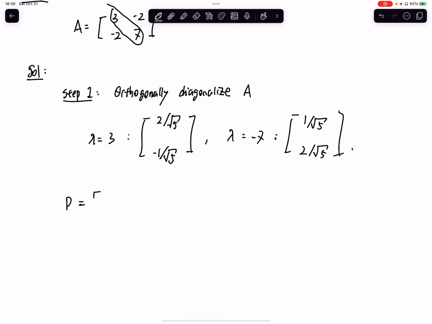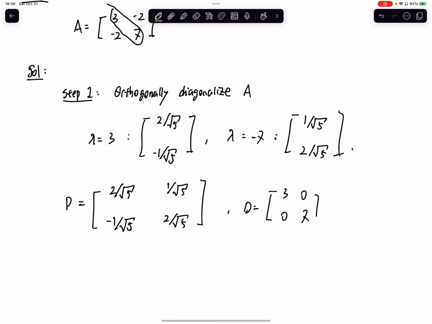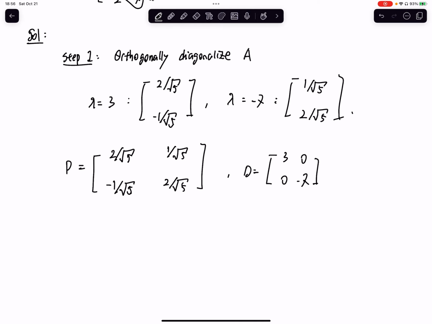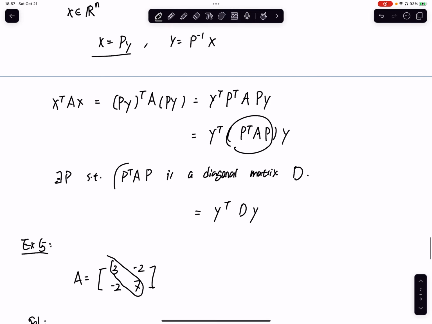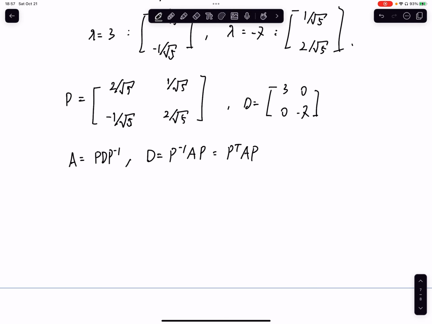So they provide an orthonormal basis for R2. So our P equals 2 over square root of 5, minus 1 over square root of 5, and 1 over square root of 5, 2 over square root of 5, with our D being 3, 7 with zeros. Sorry, minus 7. These are our eigenvalues. Okay, so since our A equals P D P inverse and our D equals P inverse AP, which is P transpose AP, that is what we're desiring to find, and also since P is orthogonal.